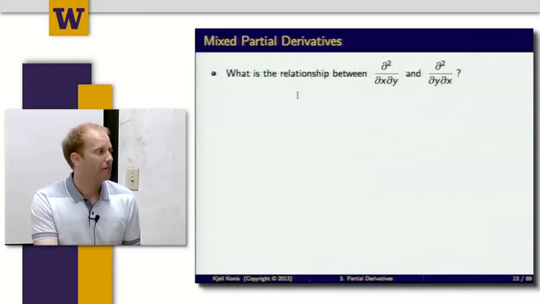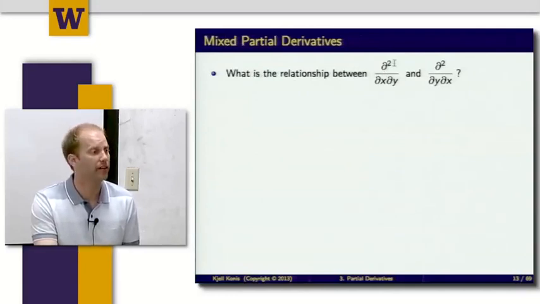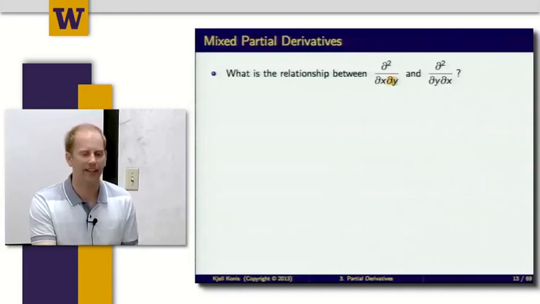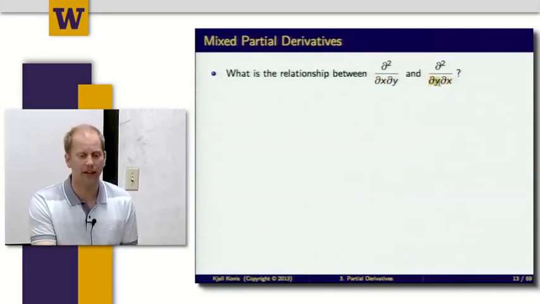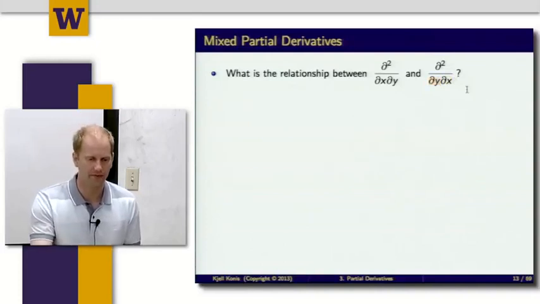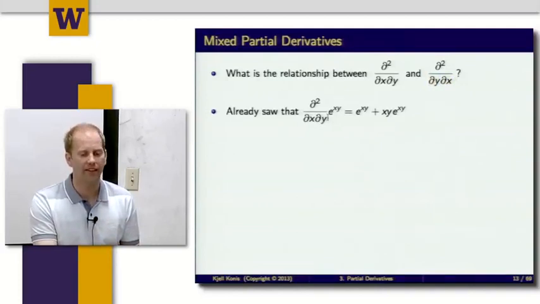And so now this is going to probably bring up the question, what is the relationship between the mixed partials? Here I'm taking the partial derivative with respect to y, and then the partial derivative with respect to x. And here it's just the other way around, first with respect to x, and then with respect to y. We already saw that if I did it y first, then x, this is the function that I got.